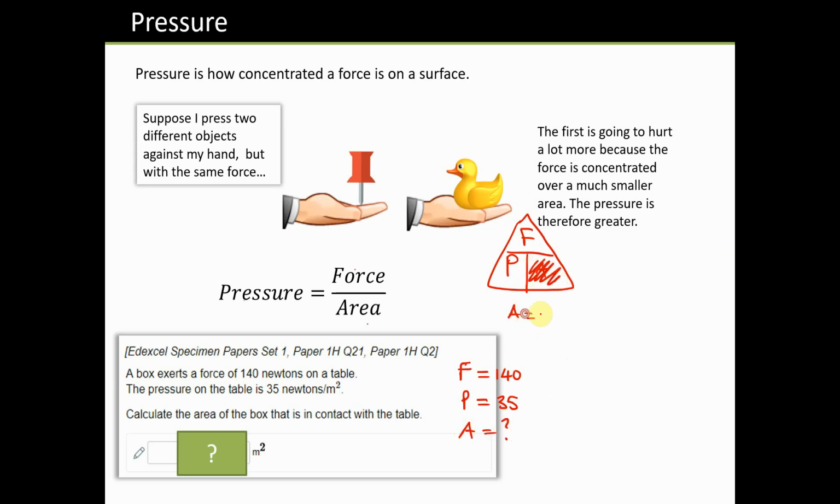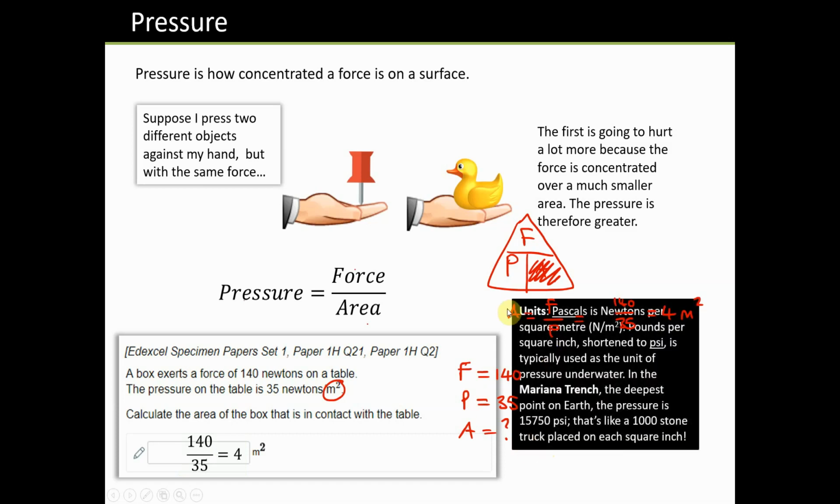Area is going to be force divided by pressure. So 140 divided by 35. And that is going to be a nice 4. And it's an area, so metres squared, and I've taken that from the metres squared there. Let's just double check I've got it correct. Spot on.